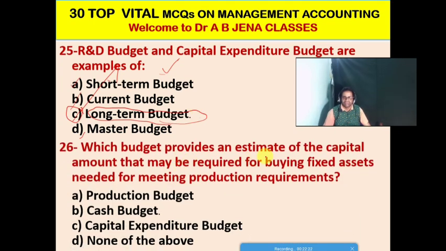Which budget provides an estimate of the capital item that may be required for buying fixed assets needed for meeting the production requirements? A, it's the production budget. B, it's cash budget. C, it's a capital expenditure budget. D, it's none of the above. Friends, so here B is the right option for this MCQ. I mean the cash budget provides an estimate of the capital amount that may be required for buying the fixed asset needed for meeting the production requirements. So B is the right option for this MCQ.